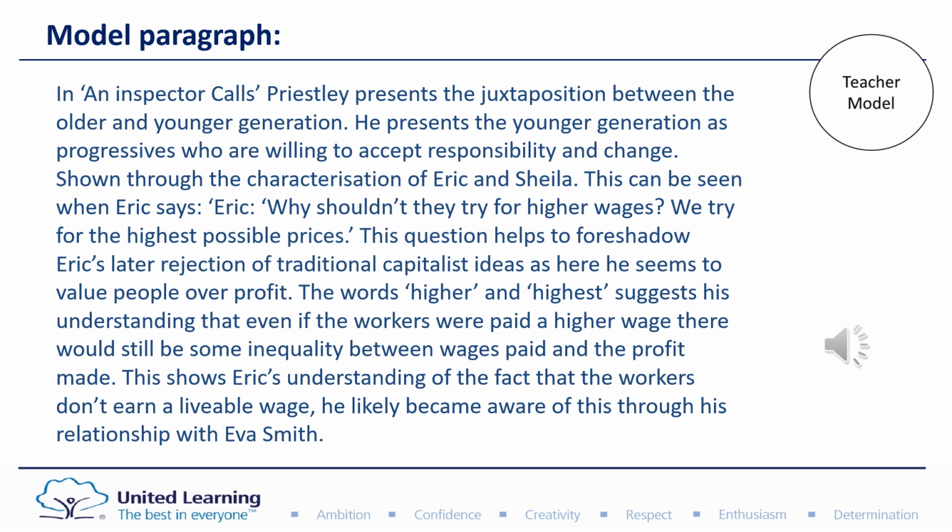This question helps foreshadow Eric's later rejection of capitalist views, as here he seems to value people over profit. The words higher and highest suggest his understanding that even if the workers were paid a higher wage, there would still be some inequality between wages paid and the profit made. This shows Eric's understanding of the fact that the workers don't earn a livable wage. He likely became aware of this through his relationship with Eva Smith.